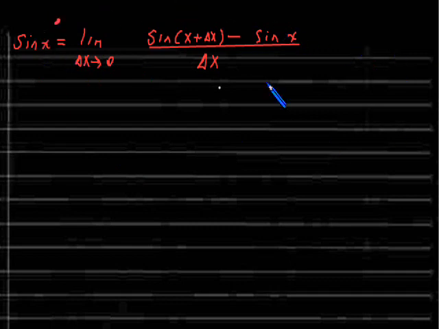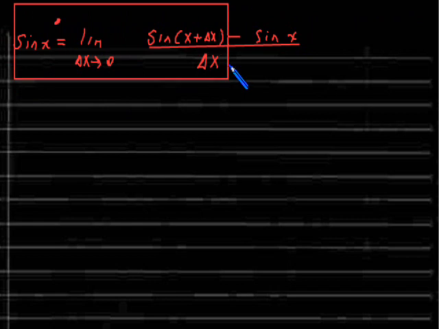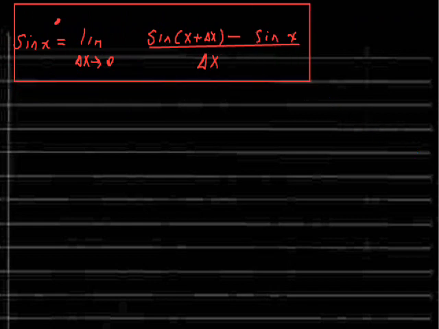Let me actually box it up so that we know that we are using this fact, which is the definition of the derivative. Now, if the limit of this expression here exists as delta x approaches 0, then the function sine x will have a derivative everywhere where this limit exists.